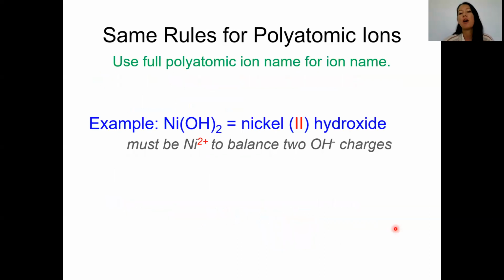Okay, what about polyatomics? It works the same way, you just use the full name for the polyatomic. So if I had Ni(OH)2, notice now I use parentheses. Only when you need to use polyatomics more than once, you put parentheses around the whole thing. This is hydroxide, that means I have 2 hydroxides. Each hydroxide is a 1 minus. So since I had 2 hydroxides, I have a total of 2 minus. That means my nickel must have been 2 plus. So I write nickel, Roman numeral II, hydroxide.